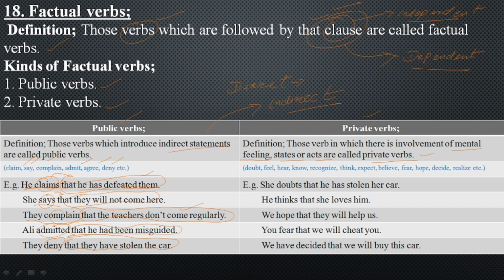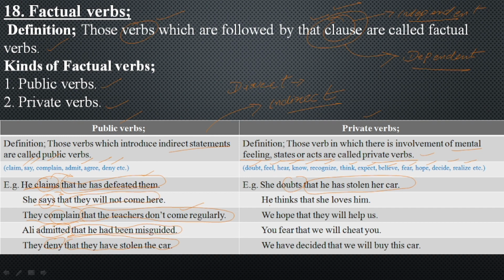Here we have involvement of mental feelings, which can be states or acts, called the private verbs. What are the verbs? The first ones are doubt, feel, hear, know, recognize, think, expect, believe, fear, hope, decide, realize, etc. Here we have the verb doubts. She doubts means this is a mental feeling, and again it is followed by that clause: she doubts that he has stolen her car.